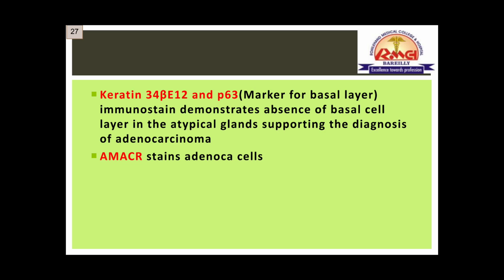Another important point is that there are certain immunohistochemical markers for the basal layer. The basal layer can be immunostained by keratin 34 beta E12 and p63, and in adenocarcinoma these stains will be absent because there is absence of the basal cell layer, which supports the diagnosis of adenocarcinoma. There is another stain, AMACR, alpha-methylacyl-CoA racemase, and this immunostain stains the adenocarcinoma cells. So these immunostains are important for the diagnosis of prostatic adenocarcinoma.